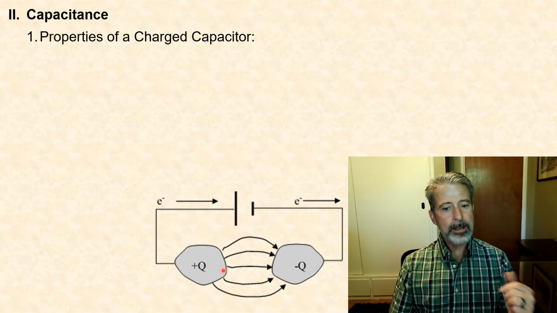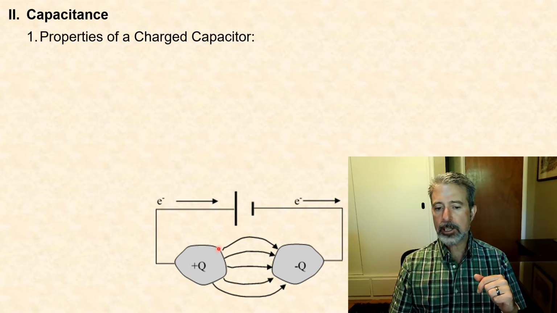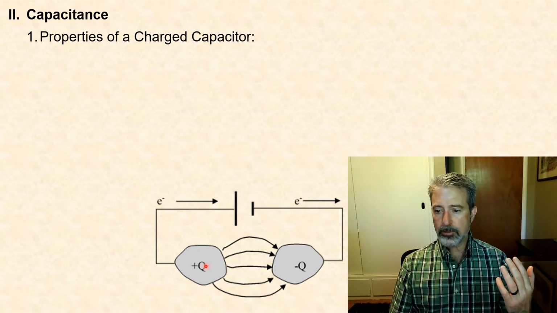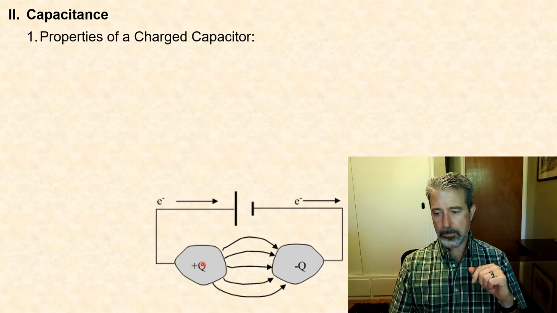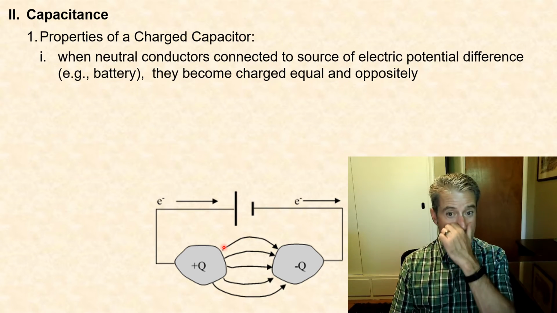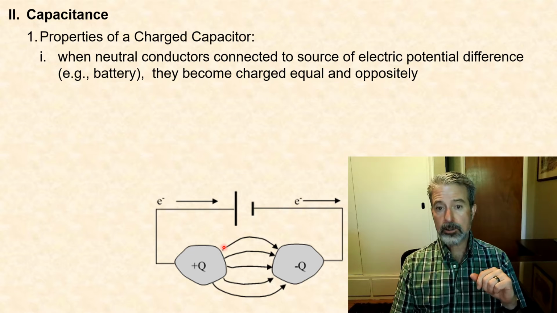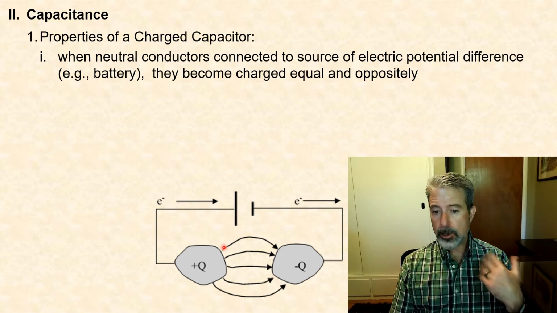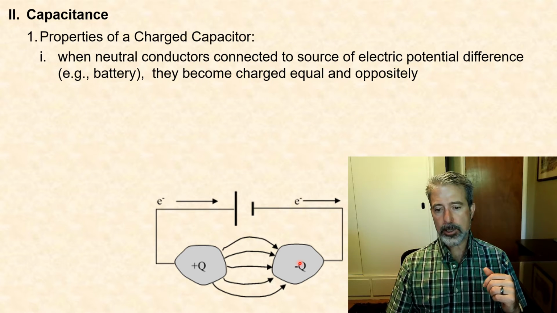And likewise, electrons will leave this conductor on the left until the electric potential of the positive terminal here exactly matches that of this conductor. So when there's no longer a potential difference, the flow of charge stops. So what we can say then is that when neutral conductors are connected to a source of electric potential difference, like a battery, they're going to become charged equally and oppositely.